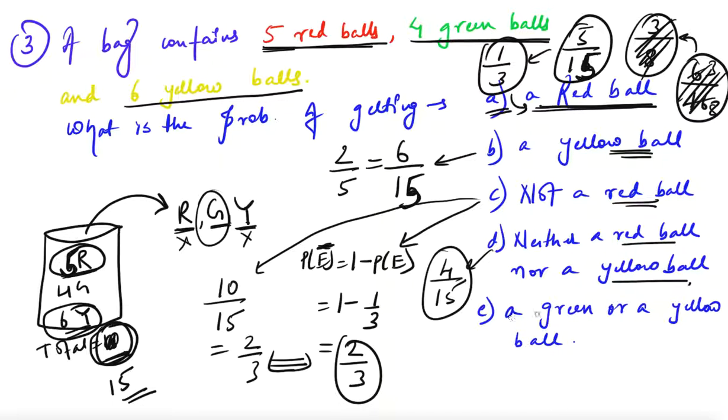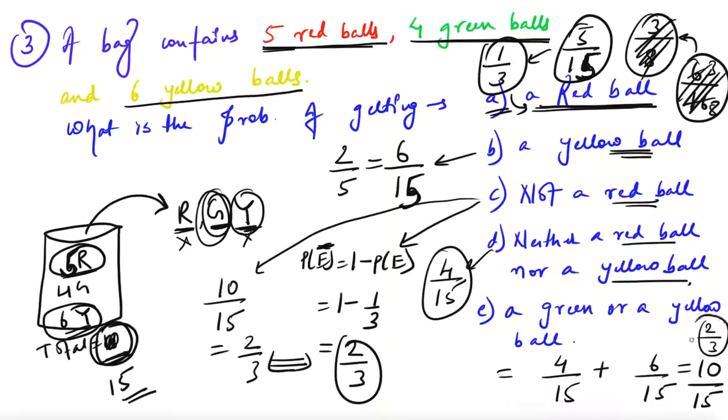Fine. And the last one is probability of getting a green ball or a yellow ball. Now you want a green ball or a yellow ball. It means if you get green, then it is fine. If you get a yellow, then it is also fine. So what will be the probability? Probability of getting a green is 4 by 15, plus probability of getting a yellow is 6 by 15, which is equal to 10 by 15, 2 by 3. This is the probability of getting either a green ball or a yellow ball.